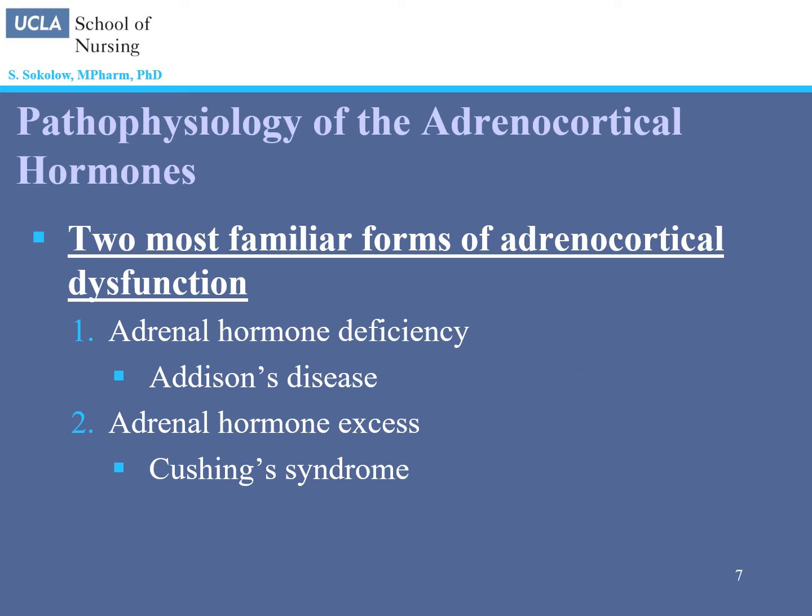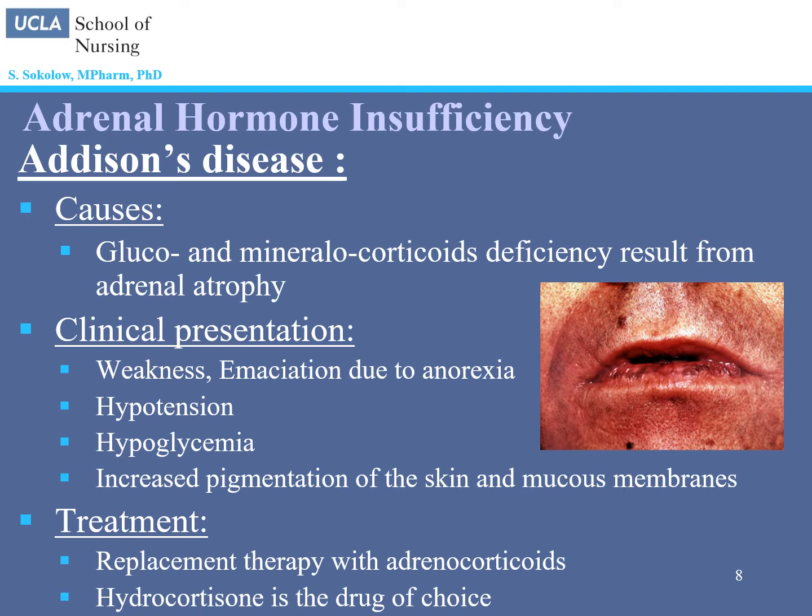In terms of pathophysiology of the adrenocortical hormones, there are two forms of adrenocortical dysfunction. You have either, again, hormone deficiency or excess. Adrenal hormone deficiency is known as Addison disease, and adrenal hormone excess is known as Cushing's syndrome. Let's first talk about adrenal hormone insufficiency, so Addison disease. And JFK, President JFK, was actually diagnosed with Addison disease. The cause is a gluco- and mineralocorticoid deficiency that results from an atrophy of the adrenal gland. Clinical presentation is characterized by weakness, emaciation due to anorexia, hypotension, hypoglycemia, and increased pigmentation of the skin and the mucous membranes. So here you can see that.